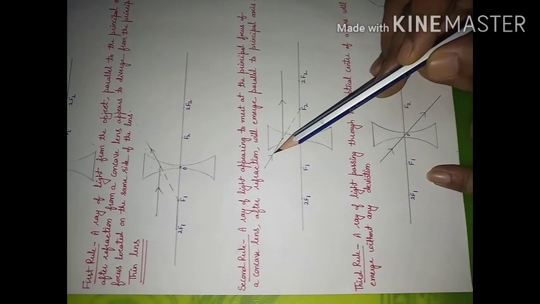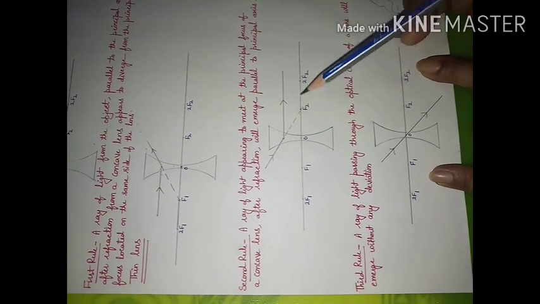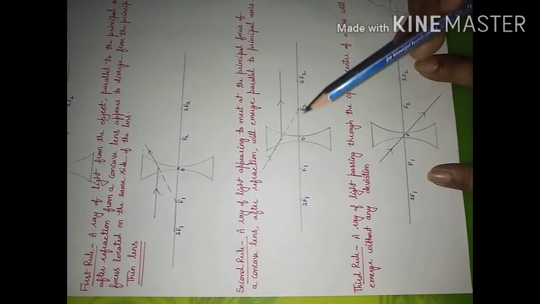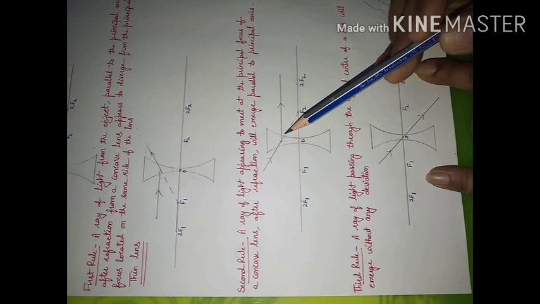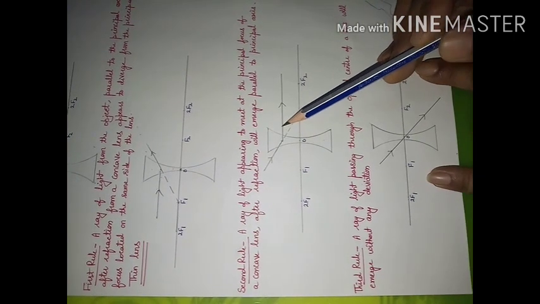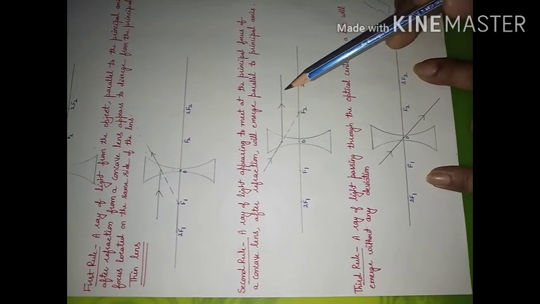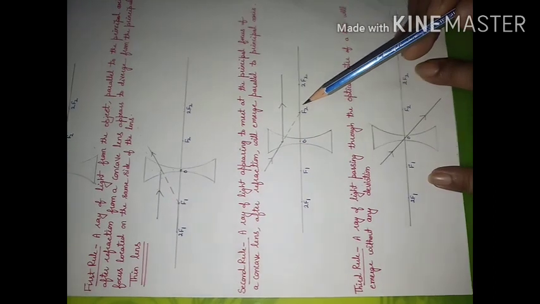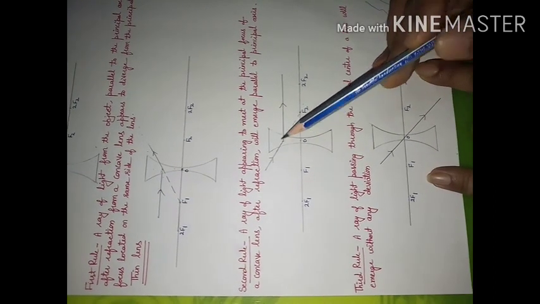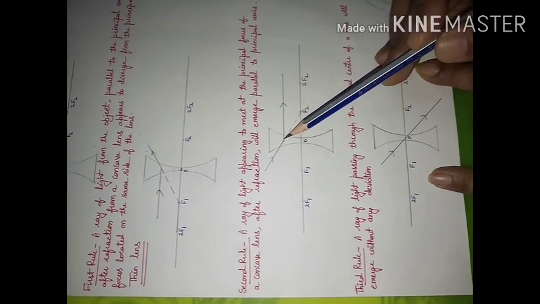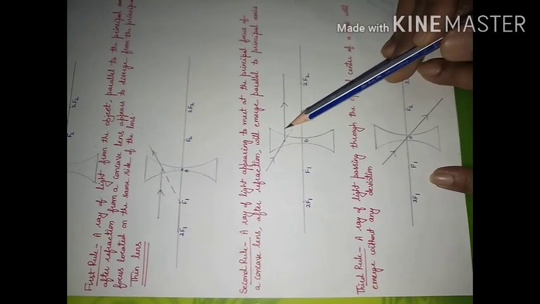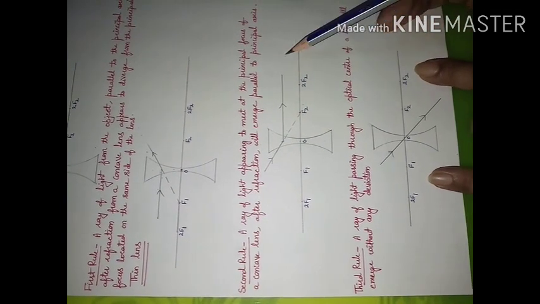So incident ray is pointing towards focus, but it will not pass through focus. It will suffer refraction, it will change its path, and this ray after refraction will become parallel to principal axis. So incident ray that is pointing towards focus after refraction through concave lens will become parallel to principal axis.